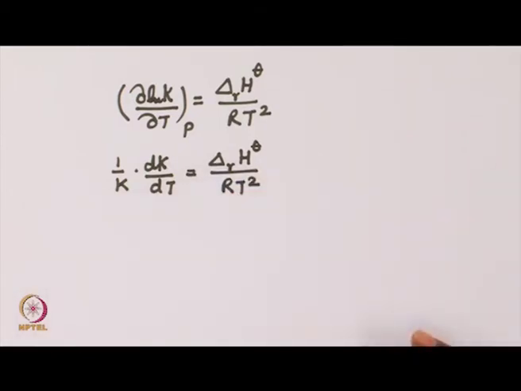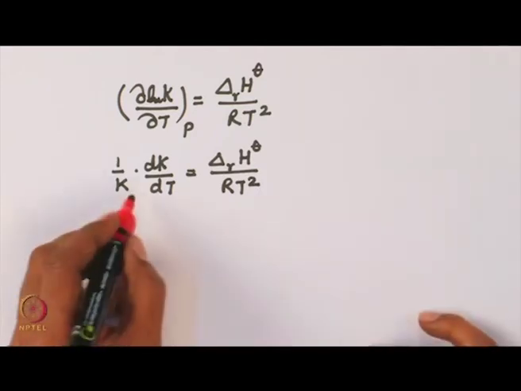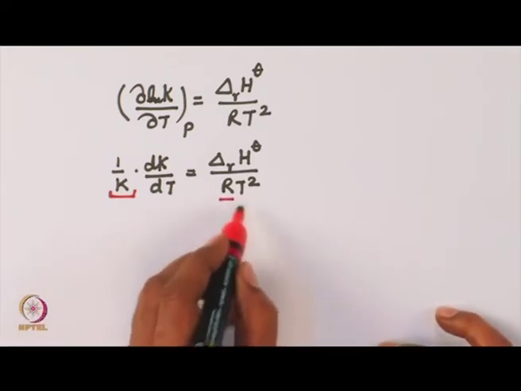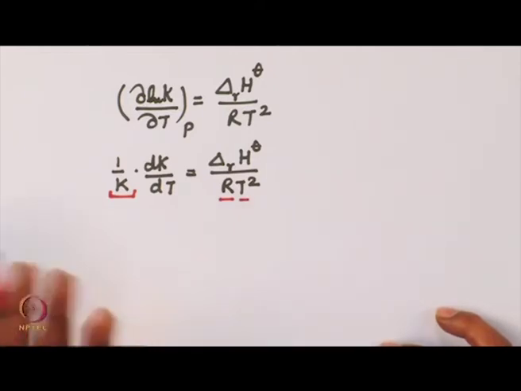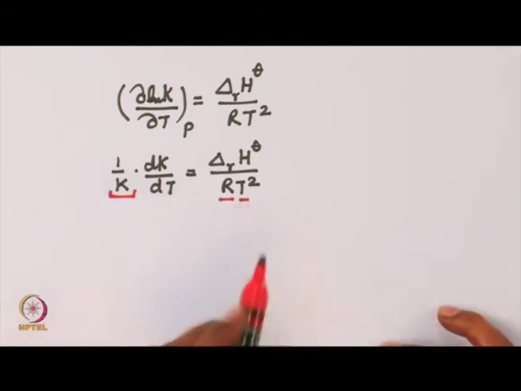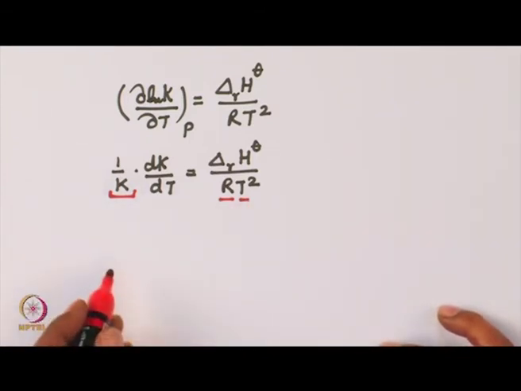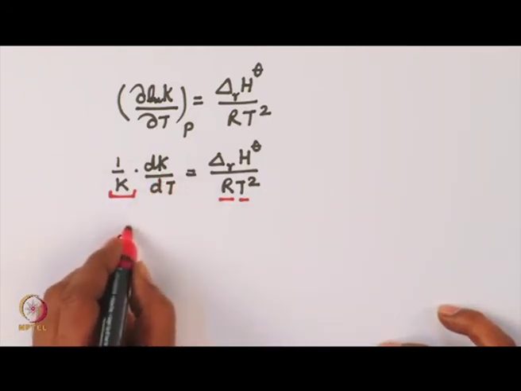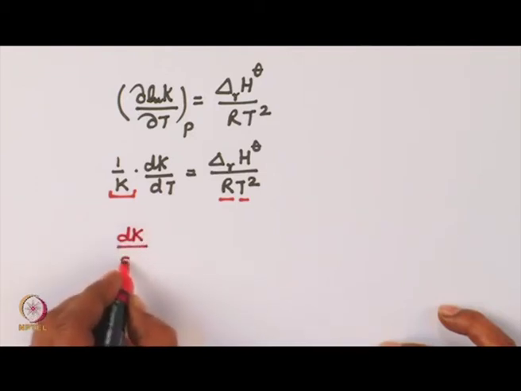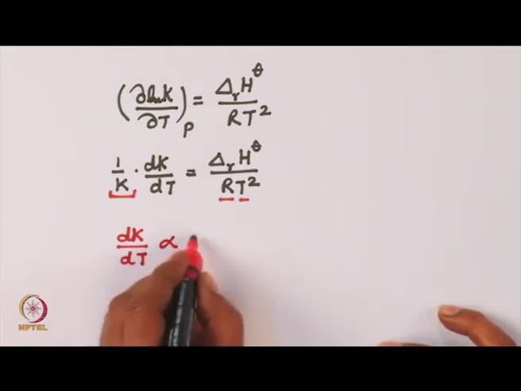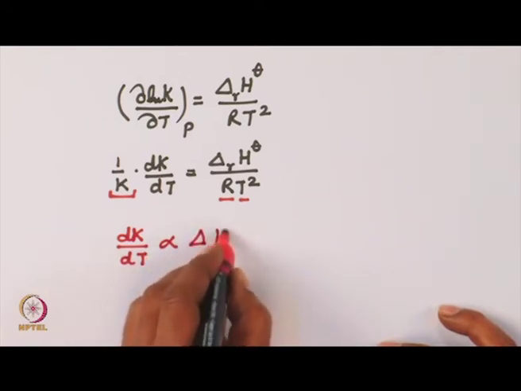Now, K is a positive quantity, it cannot be negative quantity. R is a constant, and T square will depend upon what temperature is given. So, at a given temperature, T square will be a constant. So, therefore, dK by dT is proportional to the value of the enthalpy of reaction.